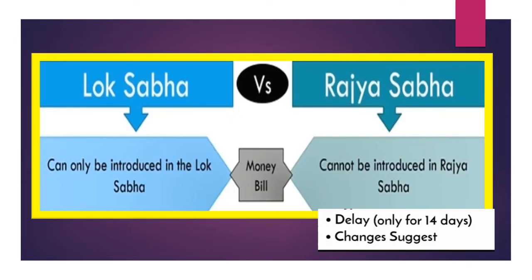So you see, children, that the Lok Sabha is more powerful than the Rajya Sabha. Especially regarding the money bill, it can only be introduced in the Lok Sabha, it cannot be introduced in the Rajya Sabha. Once the bill is passed in the Lok Sabha and sent to the Rajya Sabha, the Rajya Sabha can only do 2 things: delay it by 14 days or suggest some changes. But it is not binding on the Lok Sabha to accept the changes, and the bill is then passed and sent to the President for his signature and it becomes a law.